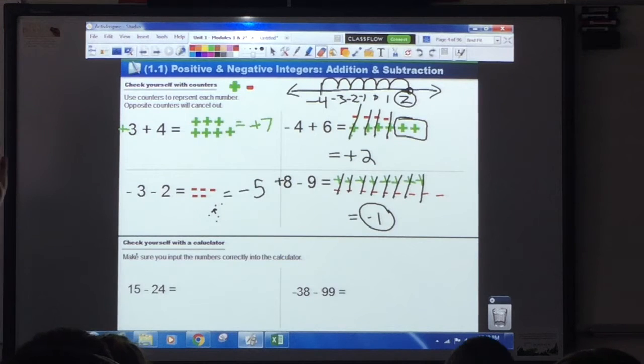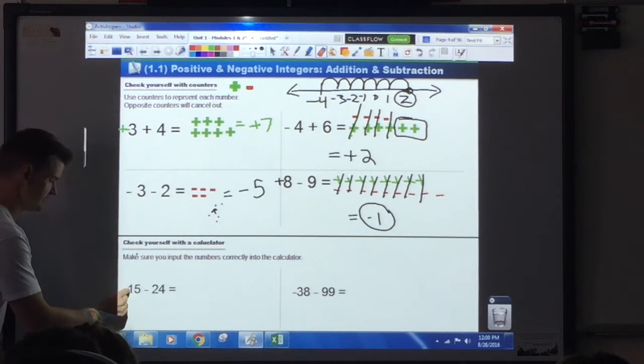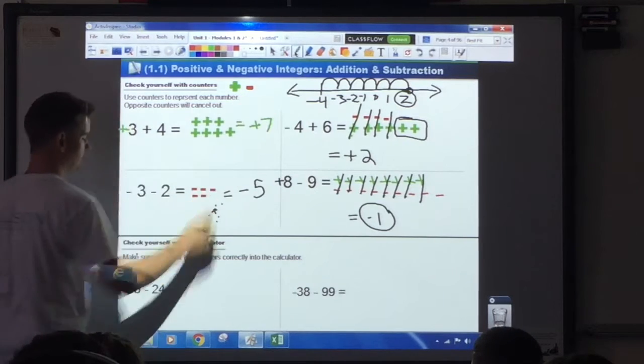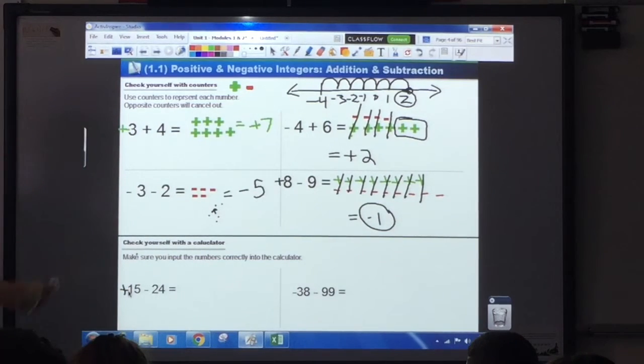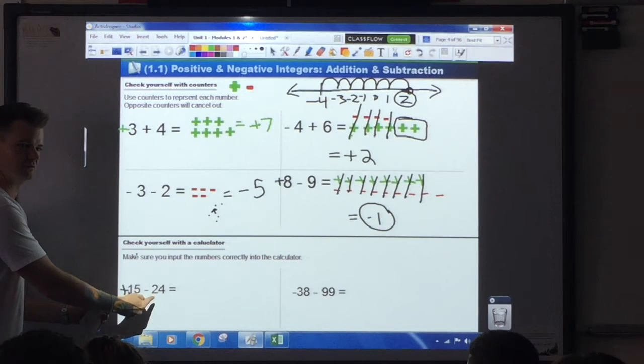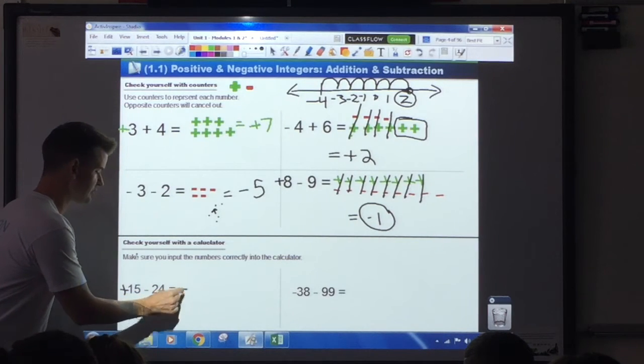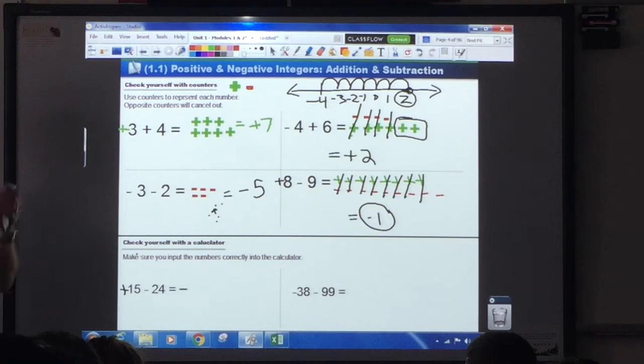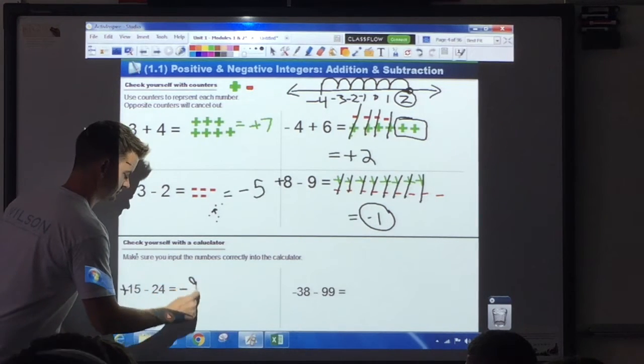Positive 9. Pause and think about this for a second, because you're so close, but you missed one quick step. Negative 9. But don't make that mistake, because what if this was a quiz or a test? Positive, negative. It should have been really easy for you to zoom in on this and say, okay, positive 15, negative 24. Which one has a greater absolute value? 24. So your answer absolutely, unconditionally has to be negative. And then you got the 9 part right.